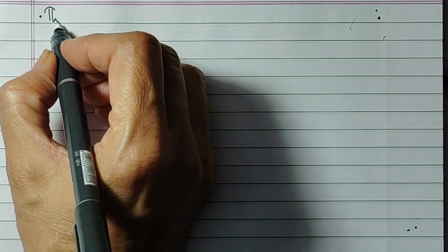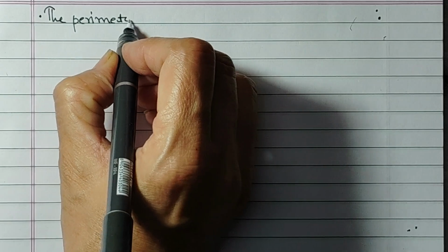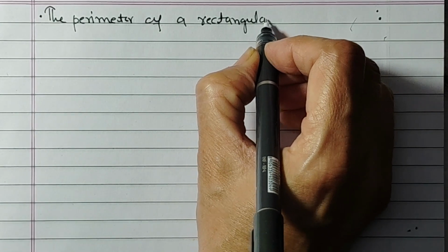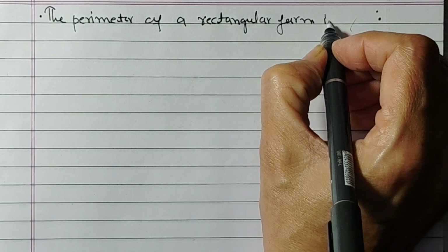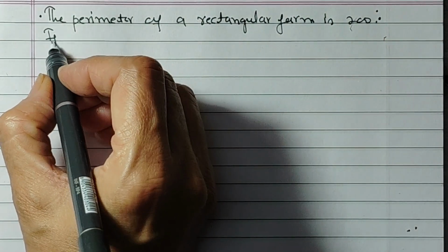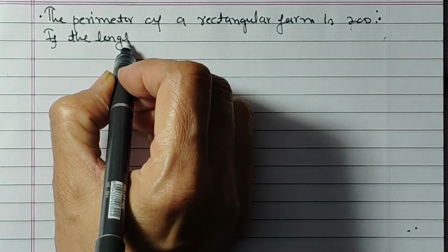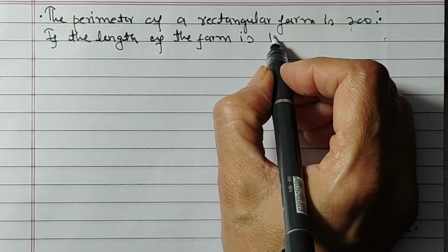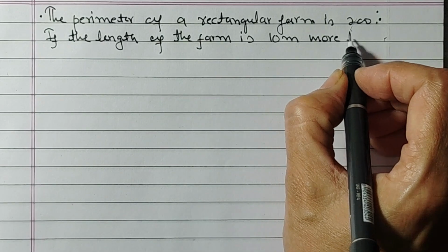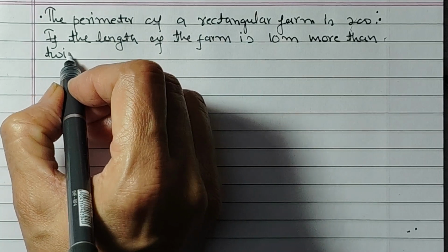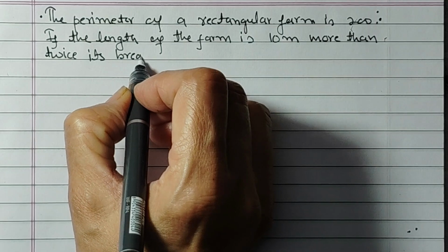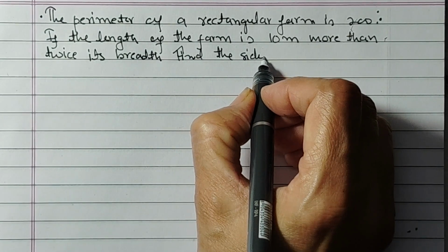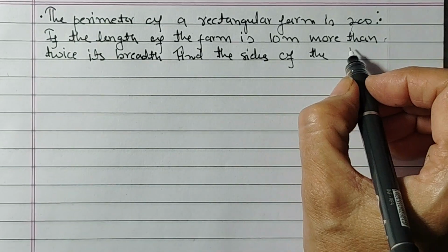The perimeter of a rectangular farm is 200 if the length of the farm is 10 meter more than twice its width. Find the sides of the farm.